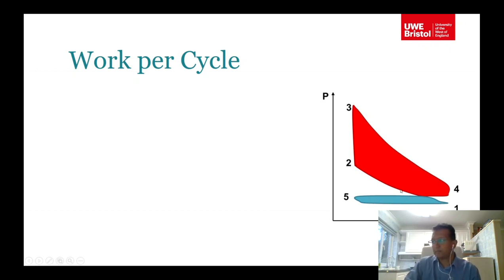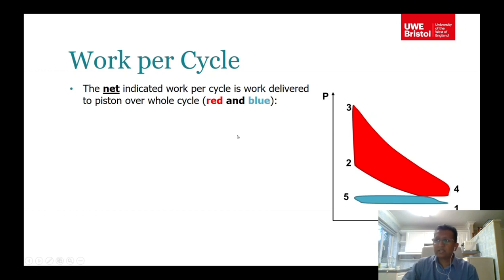The blue area. Okay, red area is positive work, blue area is negative work. So the net indicated work per cycle is the actual work that is given by the engine. So you have to deduct the blue area from the red area to get the actual work done, the net work done.